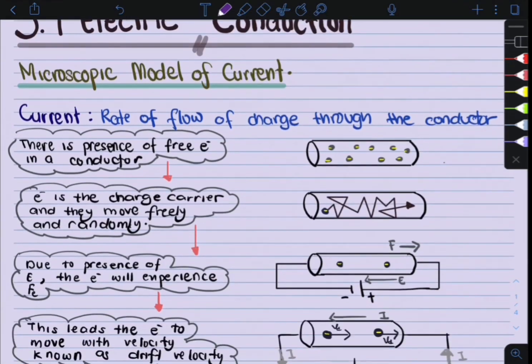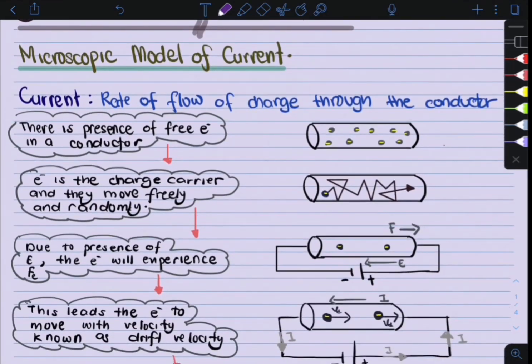Sebelum kita tengok pada the microscopic model of current, let us recall back the definition of current here. Current is known as a rate of flow of charge through the conductor, iaitu berapa banyak charge yang akan flow dalam conductor itu in a certain period of time.